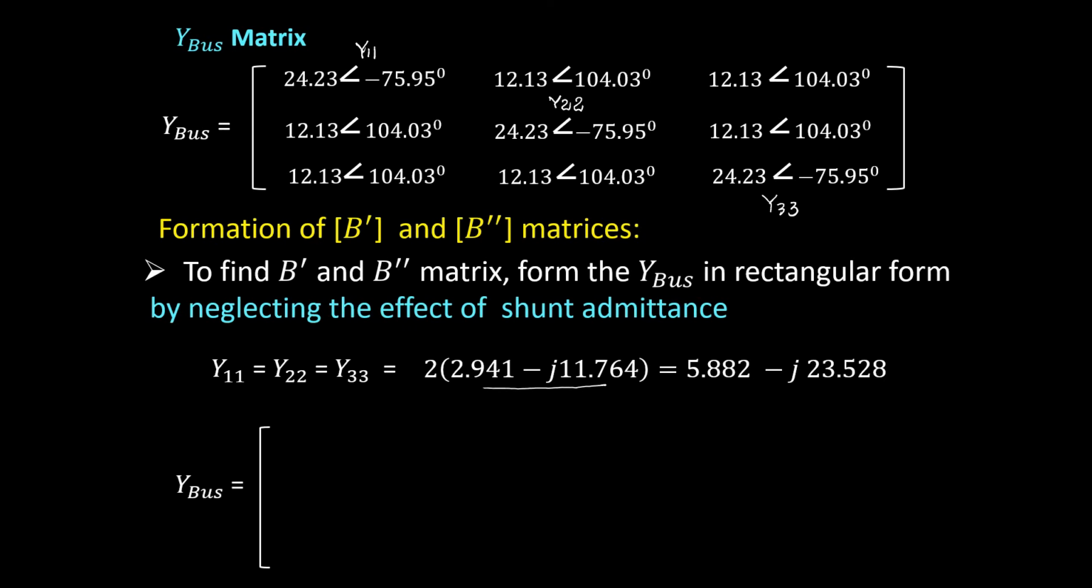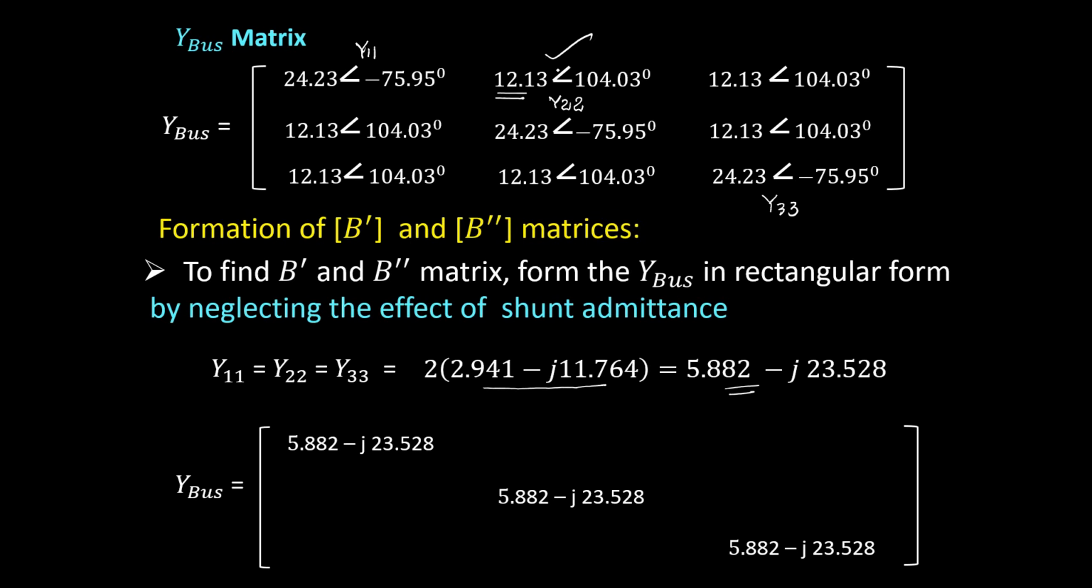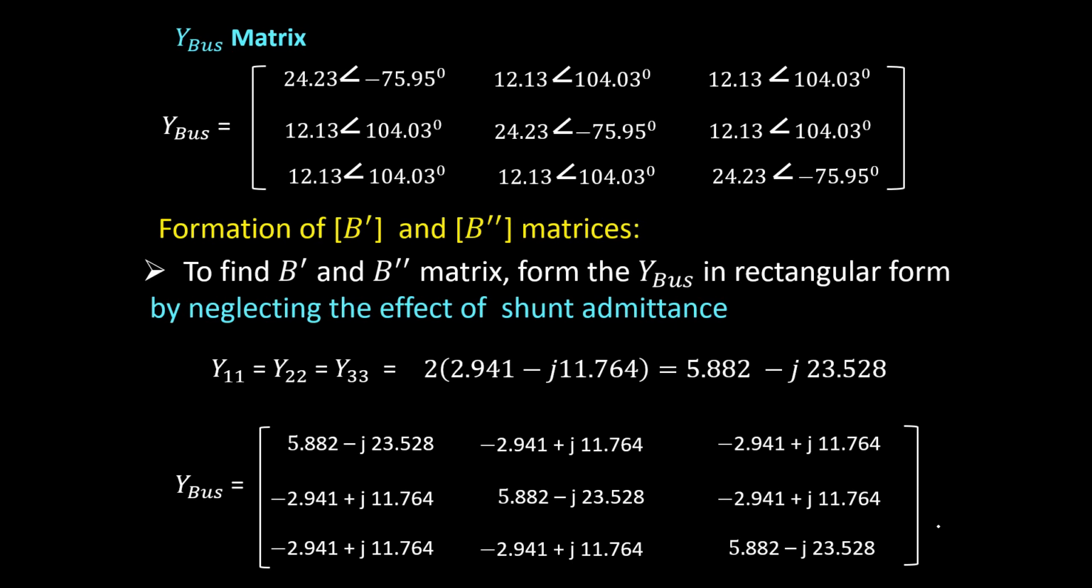Y bus is equal to, first let us mark all the diagonal quantities. In off diagonal quantities there won't be any change, you will just be converting this polar form into a rectangular form. So that will be minus 2.941 plus J11.764, and all the remaining off diagonal elements also will have the same value. So this is the required Y bus matrix. Once you know the Y bus matrix, it is easy for us to get the B prime and the B double prime matrices. Okay, so these are nothing but the susceptance part of these values.